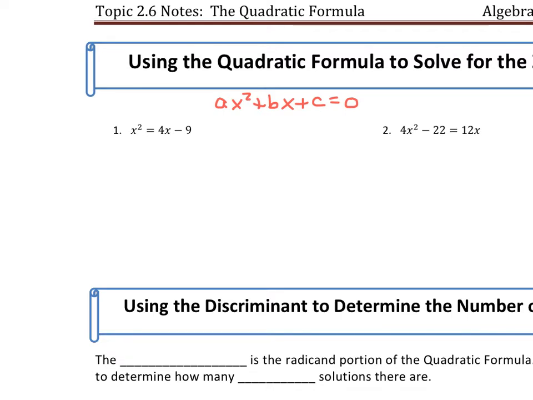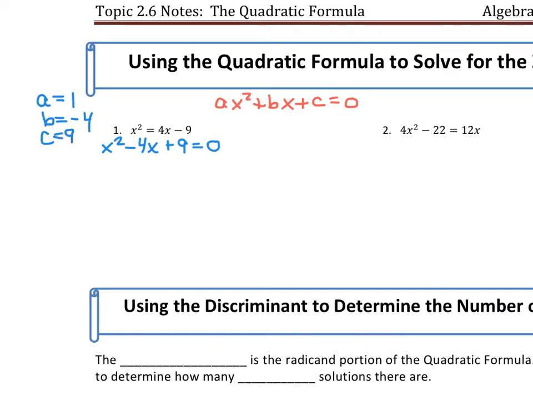All right, and so here on example number 1, if I want to move that 4x over, I'm going to subtract 4x from both sides. I'm not going to show all of the inverse operations in the interest of space here. So if I subtract 4x from both sides, the 4x becomes negative on the left, and if I add 9 to both sides, the 9 becomes positive, and I have 0 on the right hand side. Okay, to use the quadratic formula, we're going to identify a, b, and c. So a equals, in this case, 1. Our b equals -4. And our c equals +9.